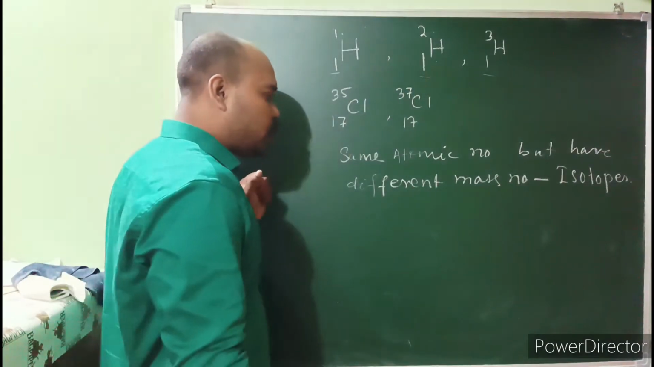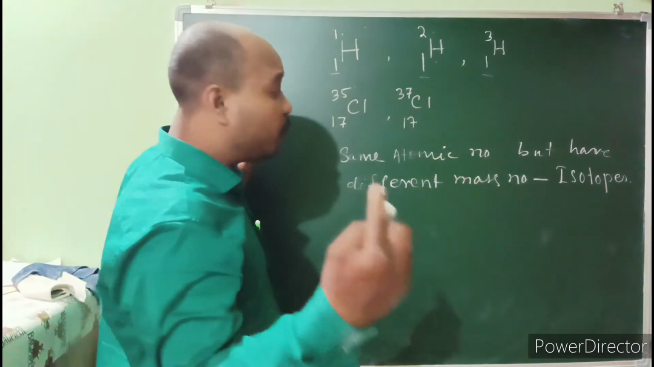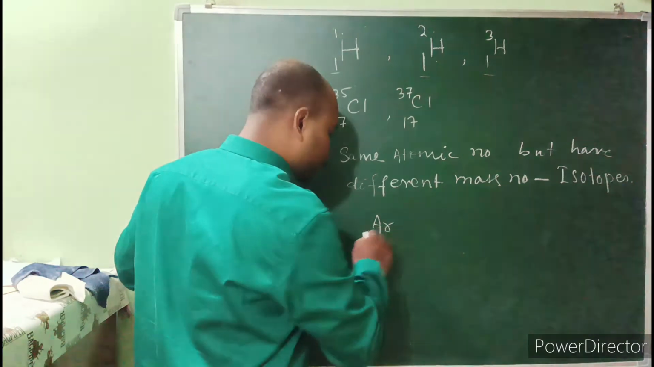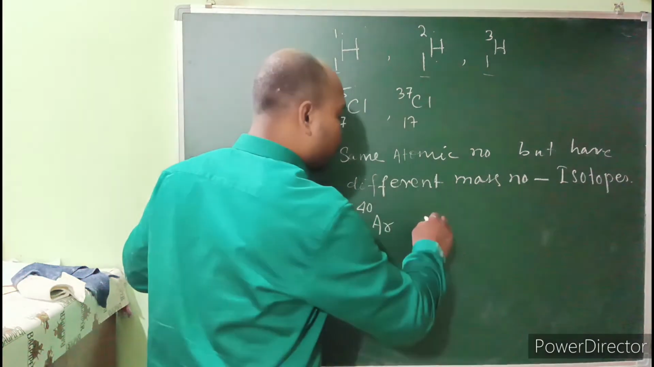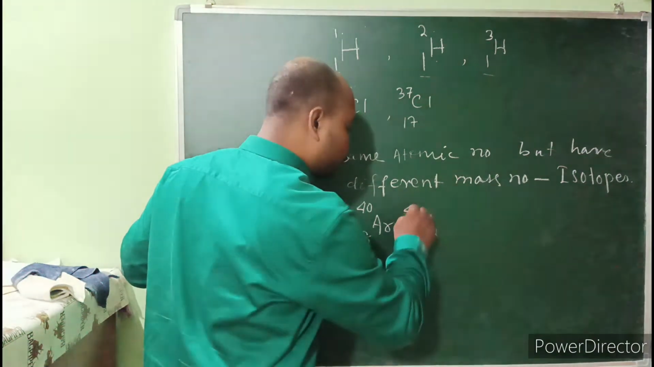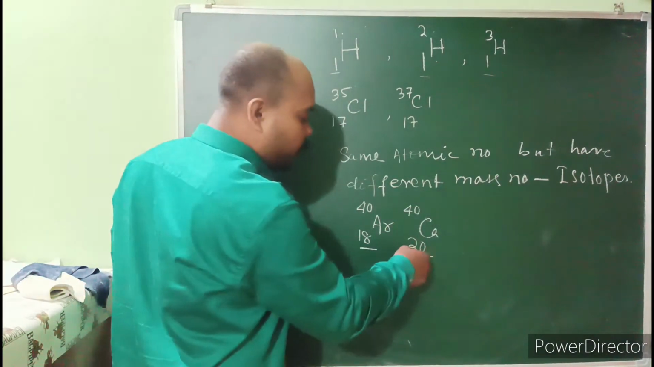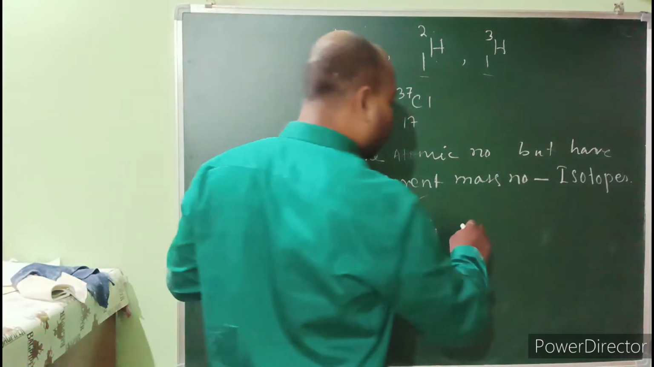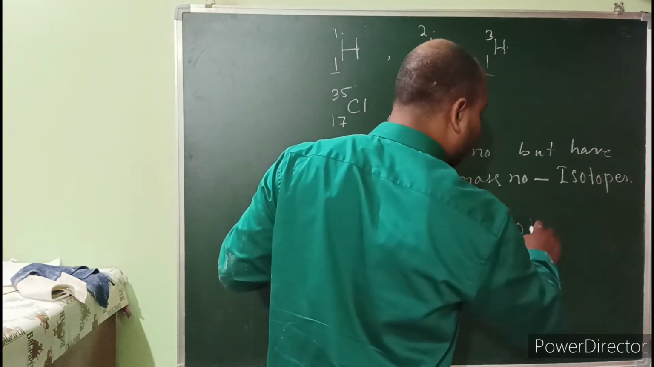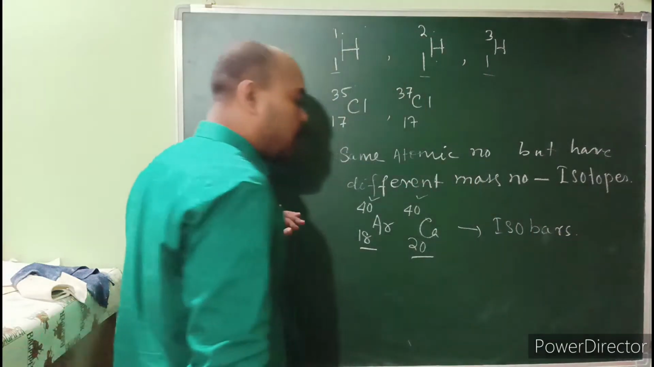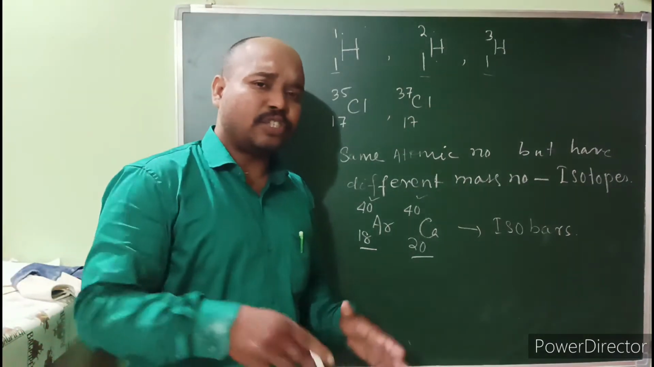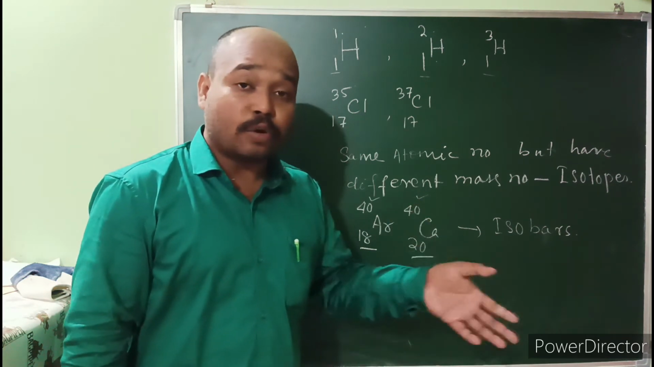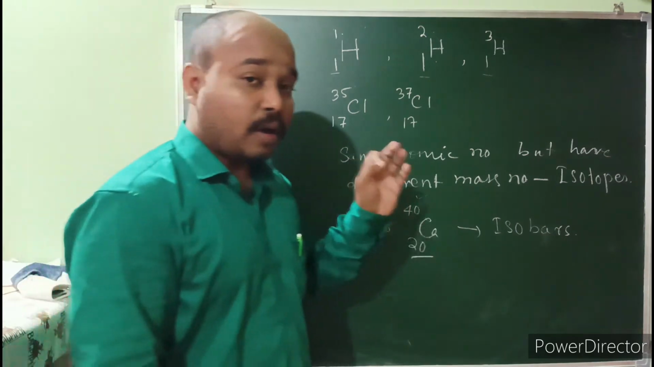There are also some elements whose atomic numbers may be different but whose mass number will be the same, just like argon 40 and calcium 40. So we can see that they have different atomic numbers but the same mass number. Those we call isobars. Similarly, there are some elements whose number of neutrons is the same. Those are called isotones.